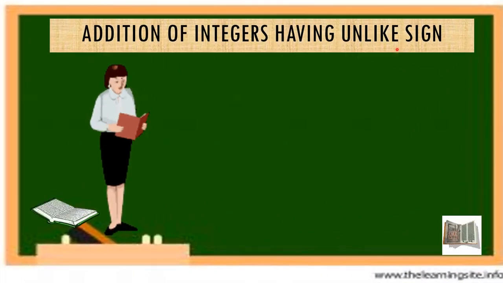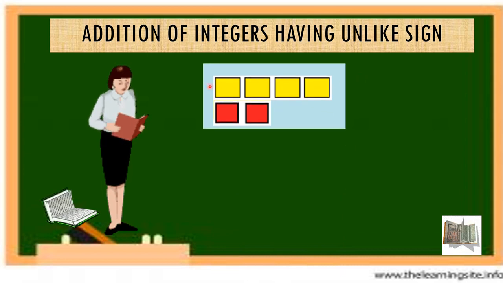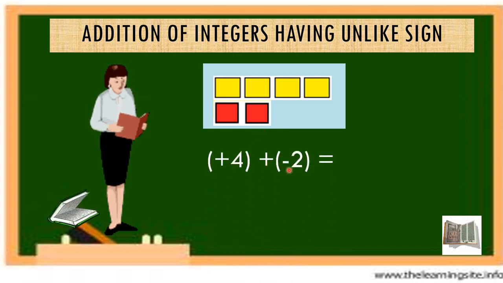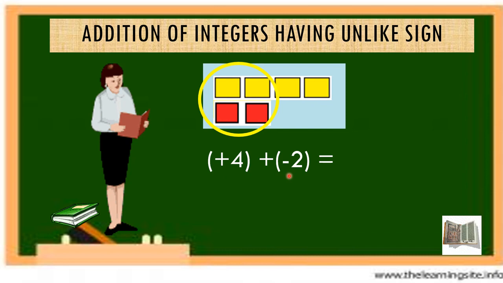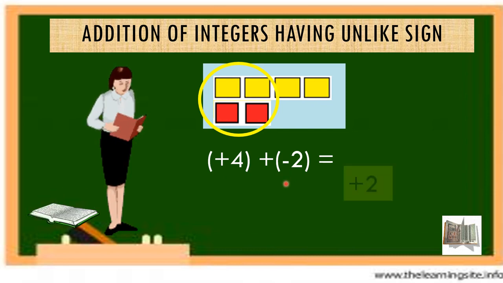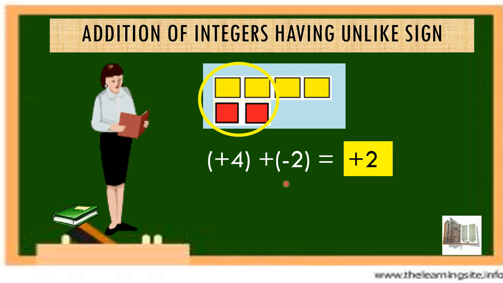We have addition of integers having unlike sign. So what is this number? This is positive 4. And this one is negative 2. So we have positive 4 plus negative 2. But look at this one. If we add 2 and we subtract 2, what is the result? The result is 0. So therefore, positive 4 plus negative 2, what is the result? The result is positive 2.